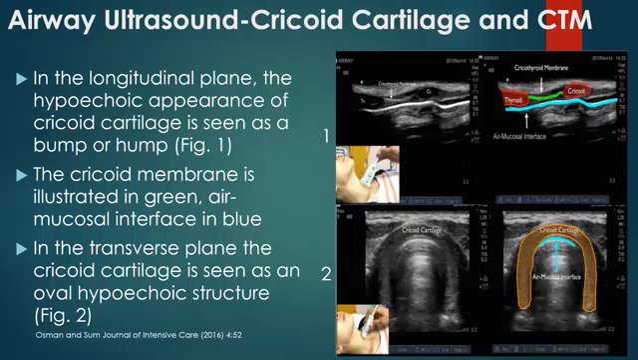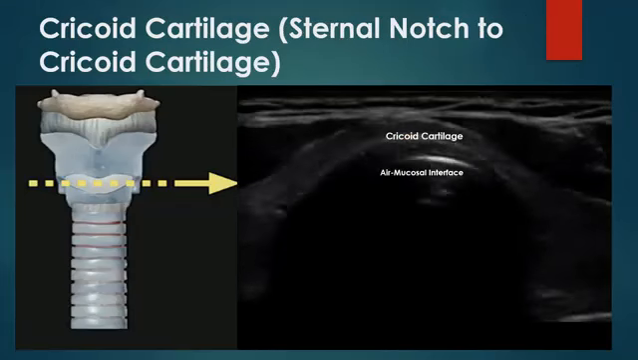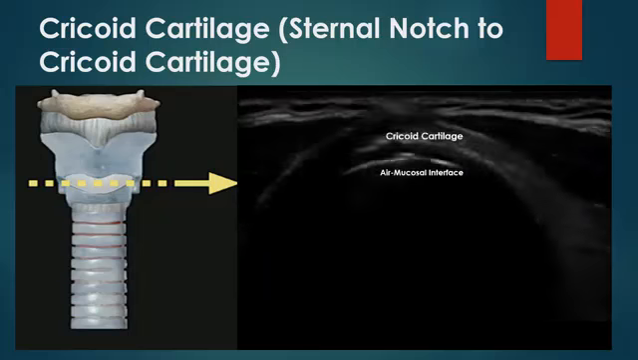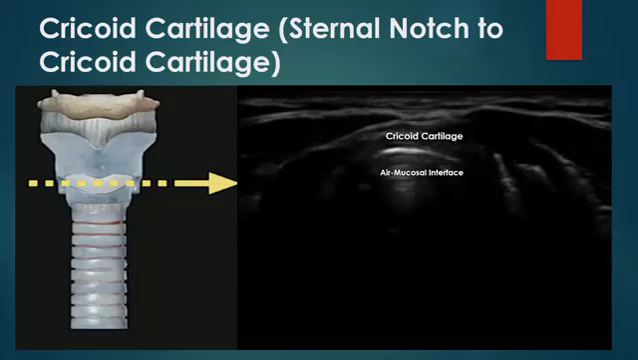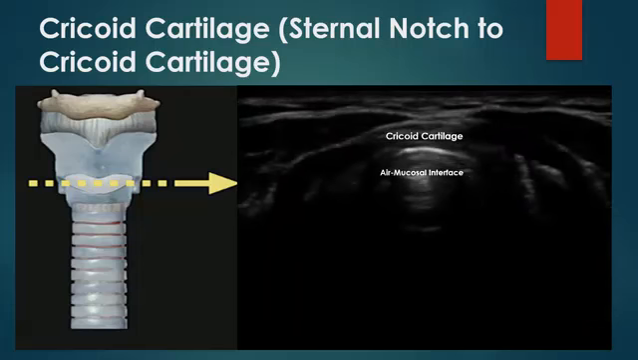In the transverse plane, cricoid cartilage is seen as an oval hypoechoic structure here. There's the cricoid cartilage, and there's this air mucosal interface just below it with some reverberation artifact. Tracheal cartilage in the transverse plane is viewed as an inverted U-shaped structure bordered posteriorly by a hyperechoic undeviating strip line, the air mucosal interface.